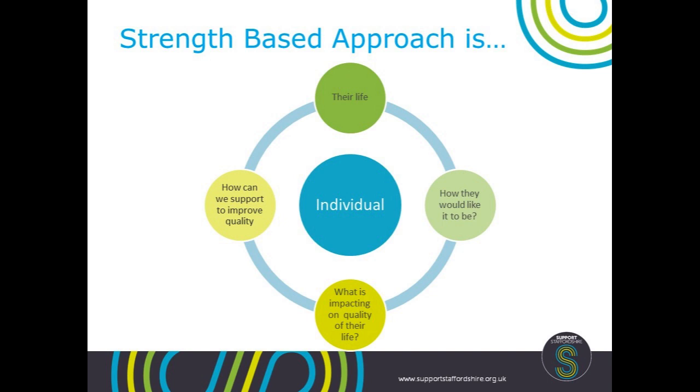So as you can see from this circle, you've got the person's life, how they'd like to be, not necessarily how they are at the moment, but how they'd like to be. So we need to look at how we can support to improve that, and the impact on the quality of their life. So we should consider all of these rather than a one-size-fits-all, catch-all approach based on labels such as disability or dementia or even simply old.